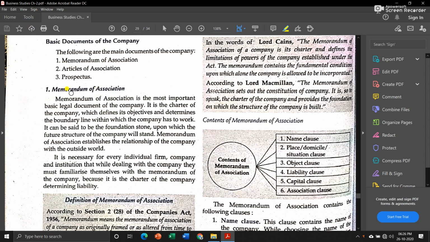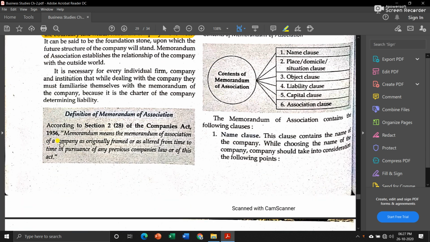The first document that we are going to discuss is the memorandum of association. It is the most important basic legal document. It is a charter of the company which defines its objectives and determines the boundary line within which the company has to work. It can be said to be the foundation stone upon which the future structure of the company will stand. The Memorandum of Association establishes the relationship of the company with the outside world.